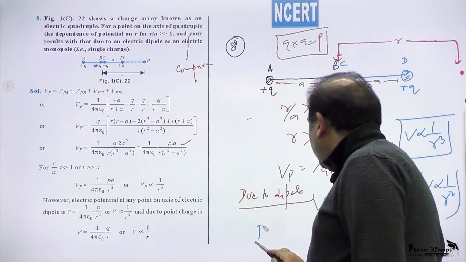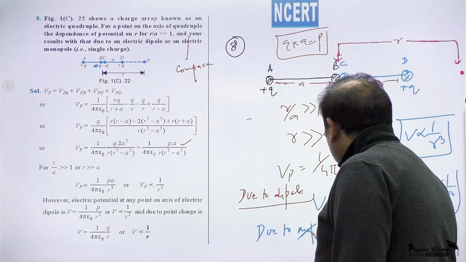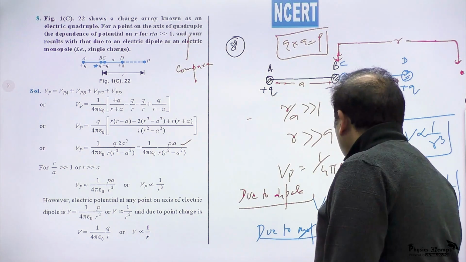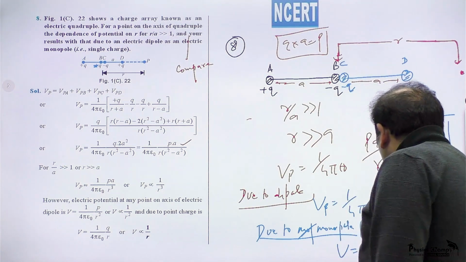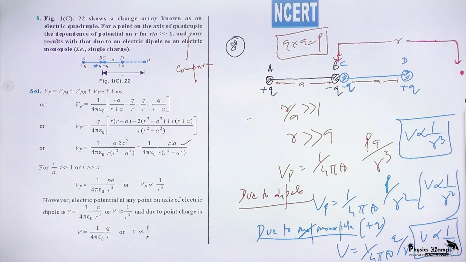And due to a monopole or point charge, or single charge Q, the potential will be 1 by 4 pi epsilon naught Q by R. So there the potential is inversely proportional to R. So the three comparisons you can see: in case of the quadrupole, it is inversely proportional to R cube; in case of the dipole, it is inversely proportional to R square; in case of a monopole charge, it is inversely proportional to R only.